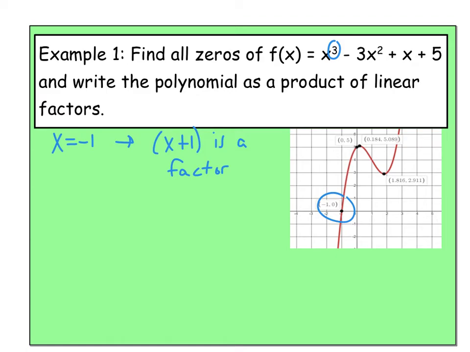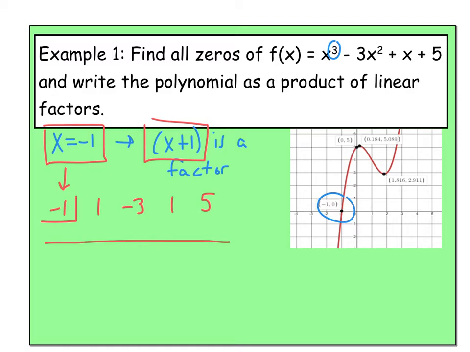So what we're going to do is take f of x and divide it by the factor x plus 1. I'm going to do that synthetically. If we're dividing by x plus 1, we're going to use -1 in the box. Actually, we use what the zero actually is. And since we are dividing by a linear binomial, we can use synthetic division. The coefficients on f of x were 1x cubed, -3x squared, 1x, and then a constant of 5.